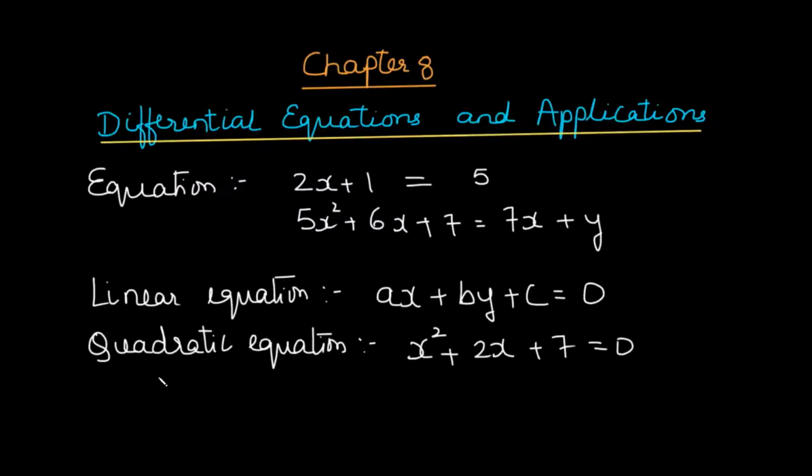We have also studied linear equations in one variable, in two variables, etc. For example, if we have 2x = 1, this is a linear equation in only one variable. That is, only x is the variable over here. Whereas the second one, ax + by + c = 0, is a linear equation in two variables. So in this way, we have studied about different types of equations. Now we come to what is the meaning of a differential equation.